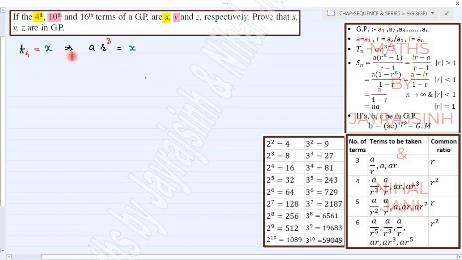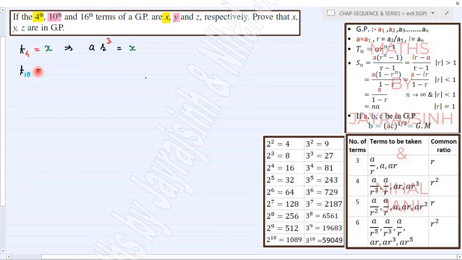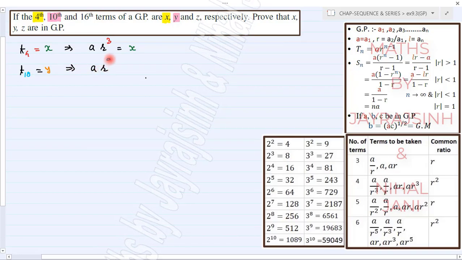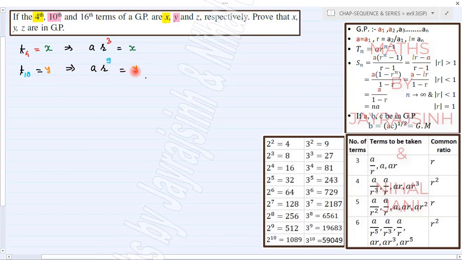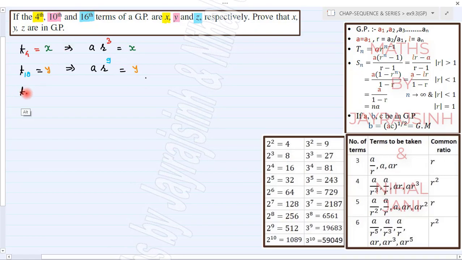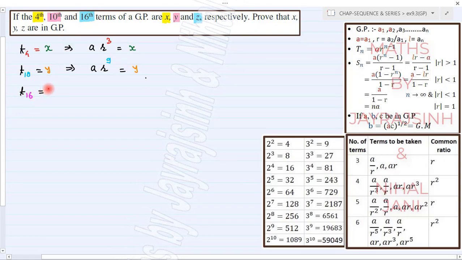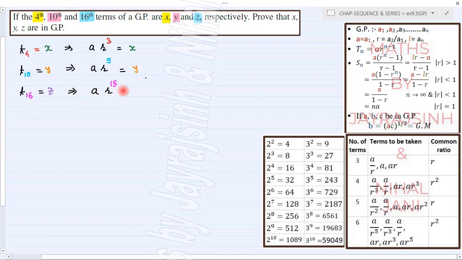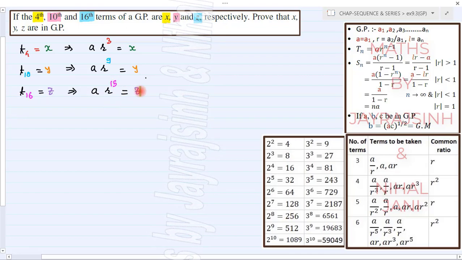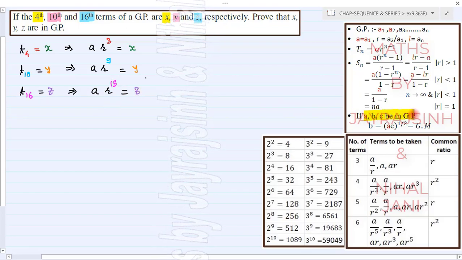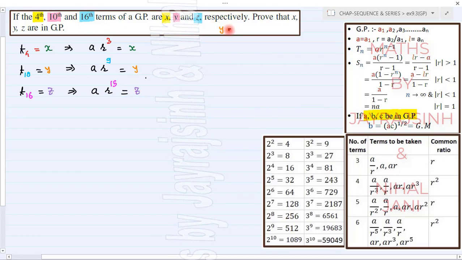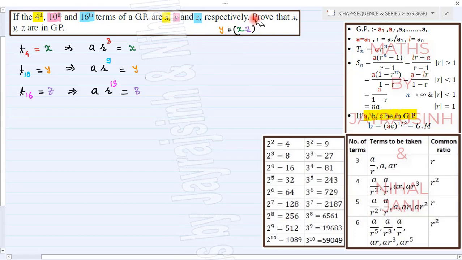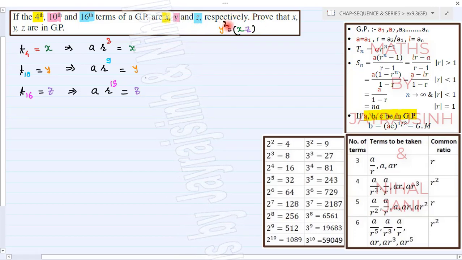And it is also given that the 10th term is equal to Y. So we will get A R raised to 10 minus 1, or we can say 9, is equal to Y. Similarly, your 16th term is equal to Z. So we will get A R raised to 15 is equal to Z. Now, to prove X, Y, Z in GP, we have to prove that your Y must be equal to X into Z whole raised to 1 by 2, or we can say your Y square must be equal to XZ.